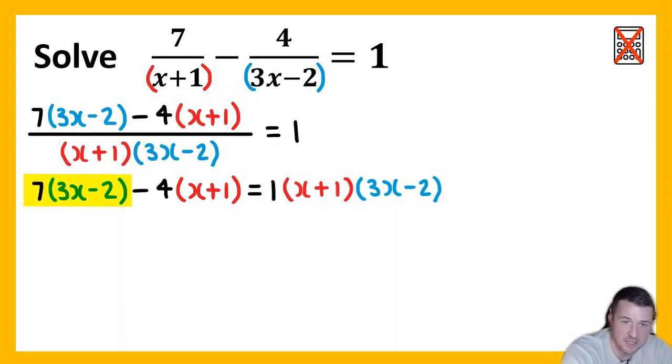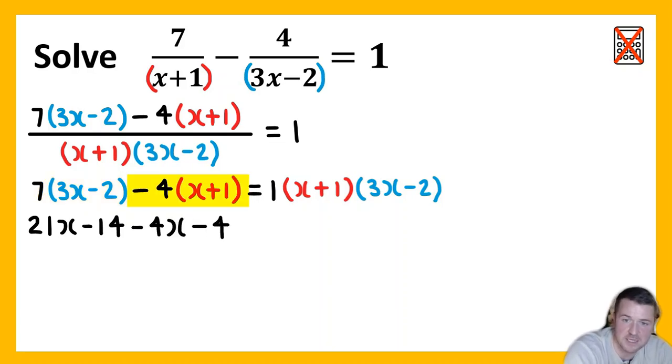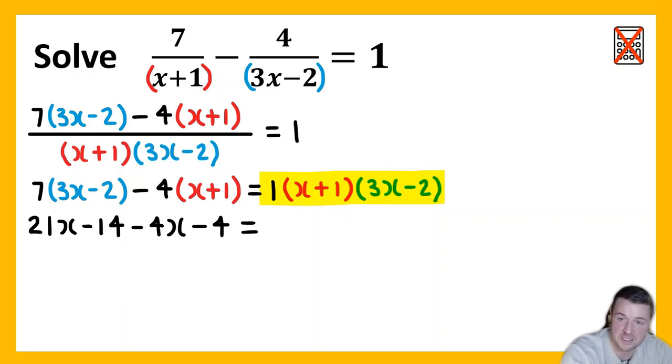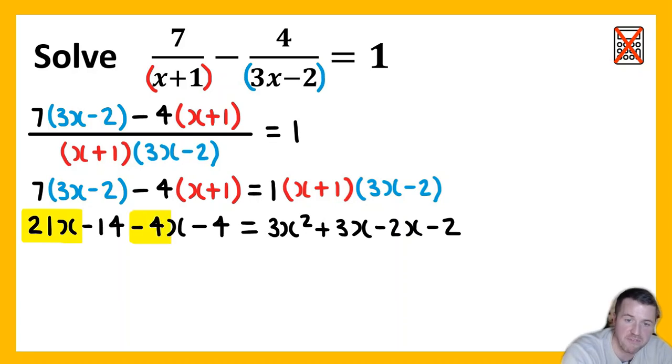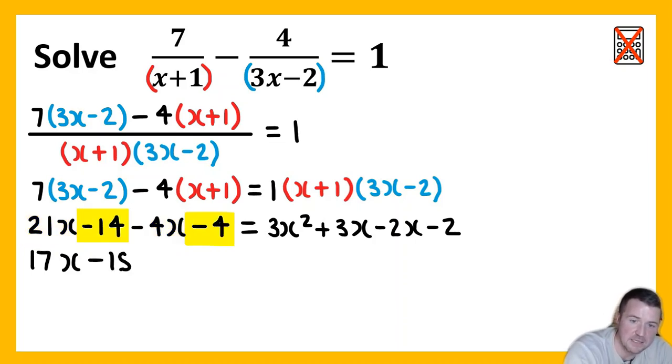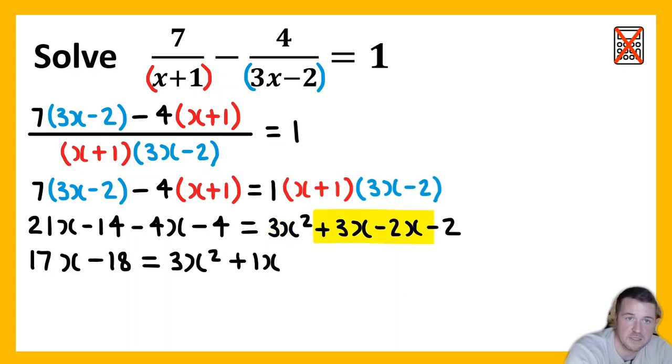Expand each of the brackets: 21x minus 14, -4x take away 4, and multiplying these double brackets by 1 will keep them the same, so just focus on expanding the double brackets. 3x squared plus 3x minus 2x minus 2. Simplify the left hand side: 21x take away 4x is 17x, and -14 take away 4 is -18. This will be equal to 3x squared plus 1x minus 2.